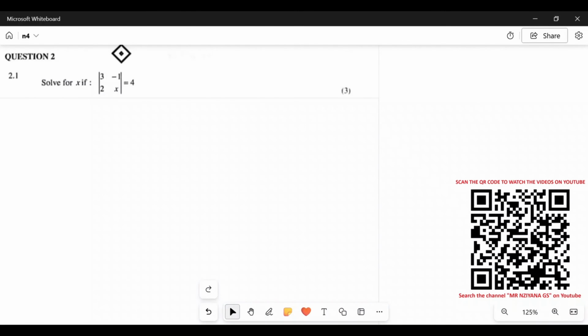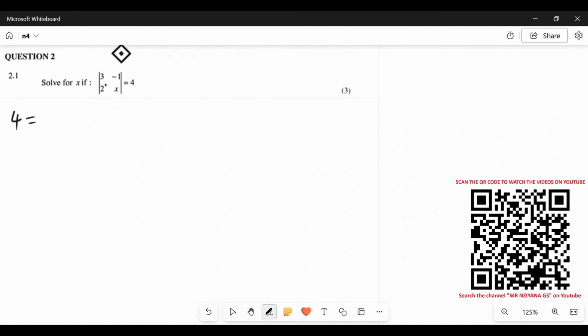All right, people, here is question 2.1. Let's look at the question. This says solve for x if you have the matrix there. That matrix has x in it, and this matrix is equal to 4. So we're going to solve for x by using the method that we use when we calculate the determinant. Usually when we calculate the determinant, we say d. In this case, our determinant is 4.